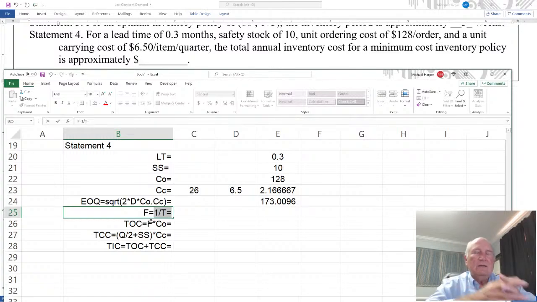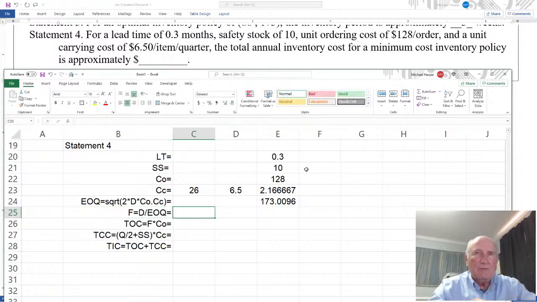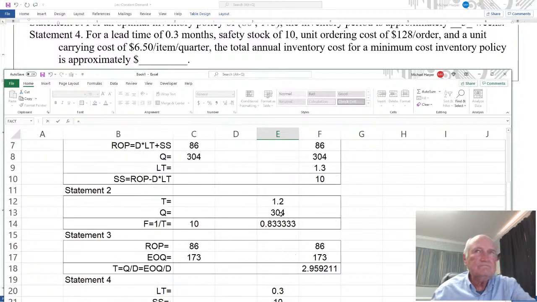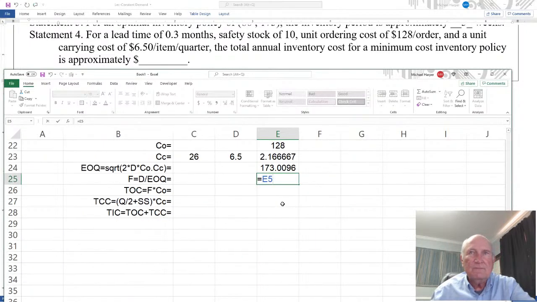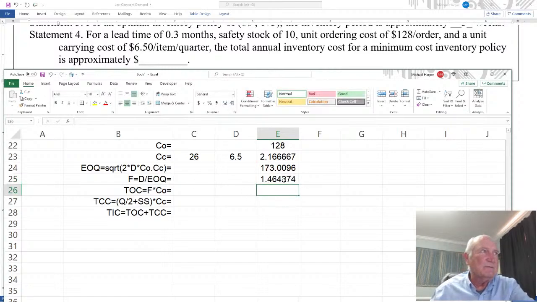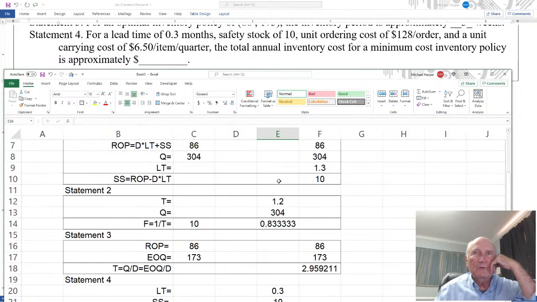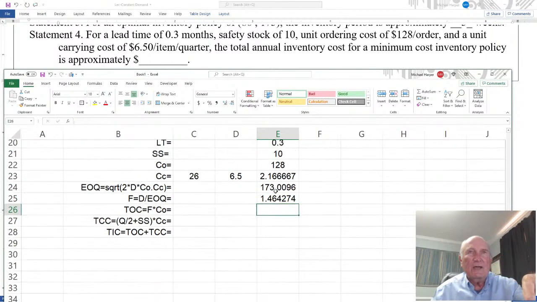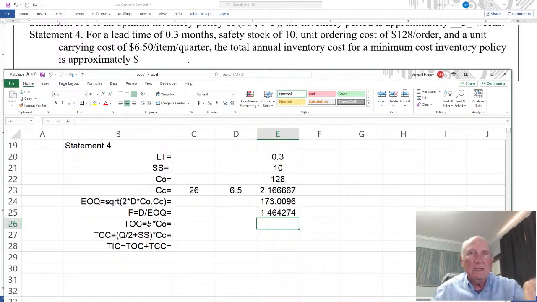Well, the frequency, if you recall, equals D over Q. But this is D over EOQ, because now we're working with EOQ. So that's simply going to equal our demand, which is this, divided by EOQ, which is this, and it's going to be approximately that per month.